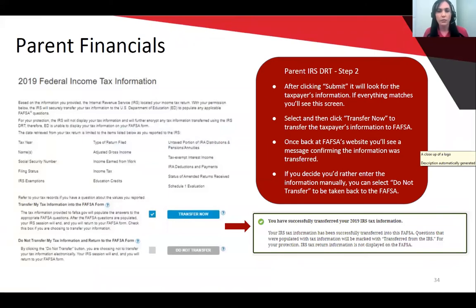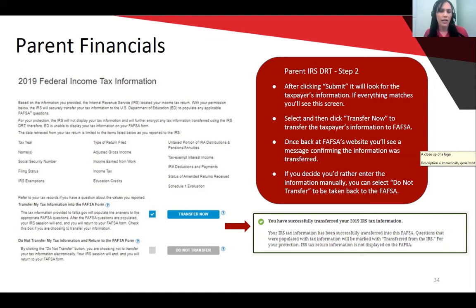So after clicking submit to the IRS data retrieval tool, it will look for the taxpayer's information. If everything matches, you'll see this screen. So if you go ahead and look, this is the screen that you're going to want to see if everything matches up. Now, very important, if you do want to transfer the information over officially using the IRS data retrieval tool, you press transfer now to then transfer the taxpayer's information over to FAFSA. Okay, make sure that you don't skip this step, that if you are going to utilize that tool, you press transfer now, okay? Once back at FAFSA's website, again, you will see a message confirming the information was transferred.